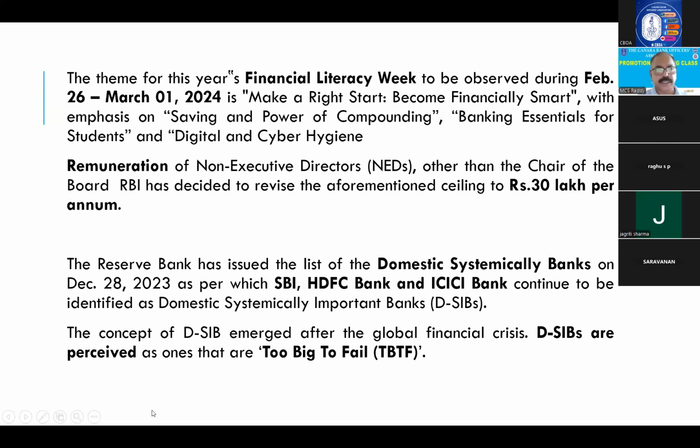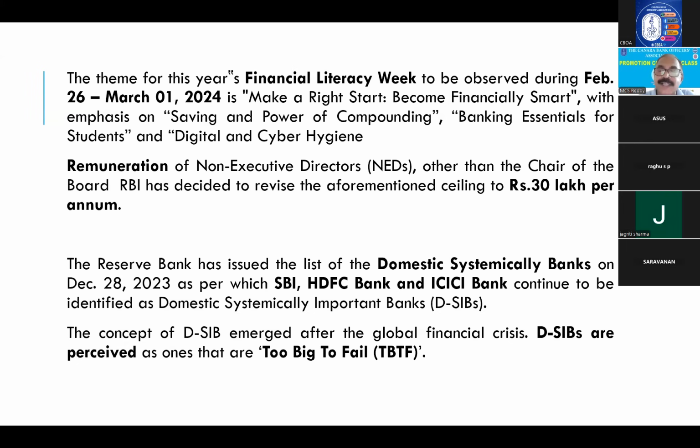Next, the last point in this. Reserve Bank has issued the list of domestic systemically important banks, DSIBs we call. What do DSIBs mean? Too big to fail. If Reserve Bank considers that the bank is too big to fail, a very big bank that cannot fail, then they call it a DSIB, domestic systemically important bank. So in our country, Reserve Bank has identified 3 banks: SBI, HDFC Bank and ICICI Bank. These are the 3 banks which RBI considered DSIBs.